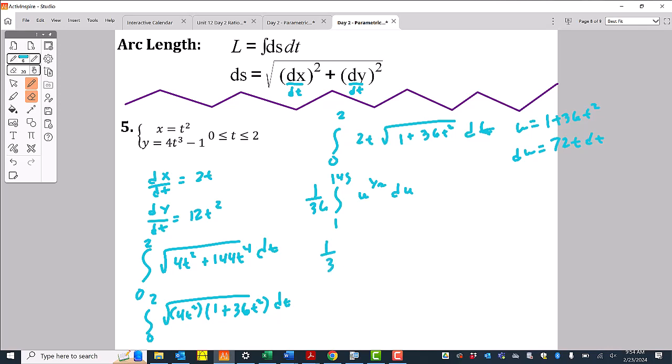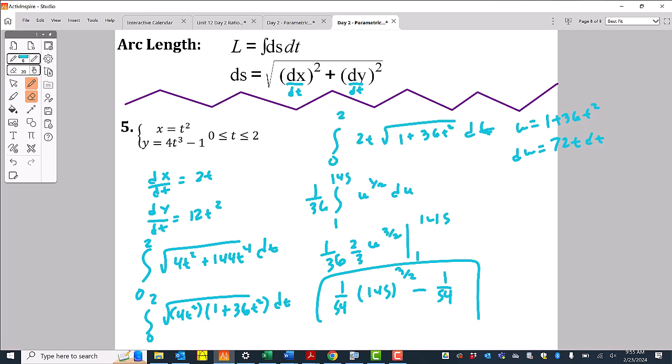Integral of u to the 1/2 is 2 over 3 u to the 3/2 from 1 to 145. Simplify and plug in our upper and lower bounds. So we have 1 over 54, 145 to the 3/2 minus 1 over 54. No real way to simplify this because 145 to the 3/2 isn't a perfect square or anything. So we would just leave it like this. There's our arc length. All right.